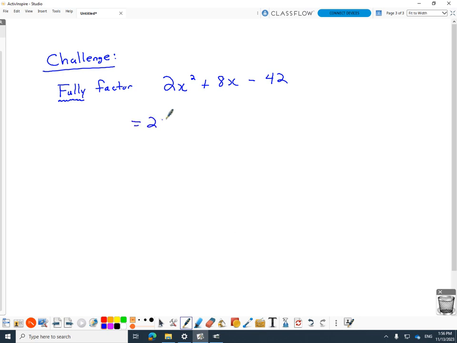If it was a 2, what was the first term in here? 1 what? 1x to the power of 2. Good. What was this term? 4x. And what was this term? That's hard. No, it's close. 24 is close. 21.